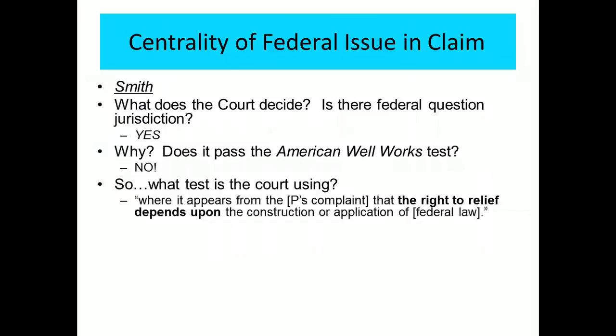Now, you can imagine that there's going to be some dissension on the court, and there was here, most notably by Justice Holmes. Who is he? Remember again, he's the person that issued the American Well Works test. And his big warning in this case was, look, don't monkey around with this basic, easy test to apply. Where does the cause of action arise from, or what law creates the cause of action? Because you're opening the door to get in a case like this, and you're basically opening Pandora's box. And we'll see in a little while when we talk about Grable in class whether you agree with Justice Holmes.